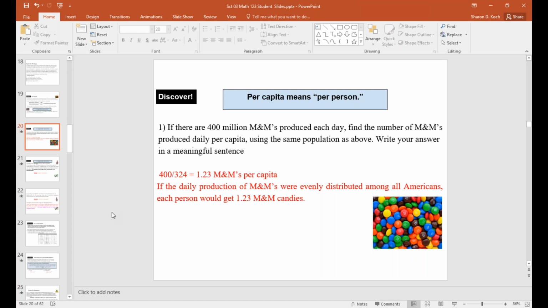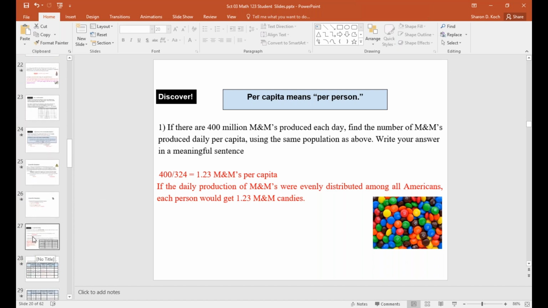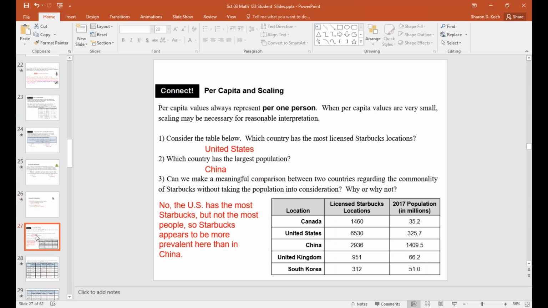Now, why do we need to know per capita values? Well, per capita values help us understand different kinds of things. Let's take a look. We already went through the part on scientific notation with smaller numbers, so I'm actually jumping to page 28 in your text. If we know that per capita means per person, let's interpret a problem such as this. In this case, we're going to be trying to figure out which country has the most Starbucks locations.